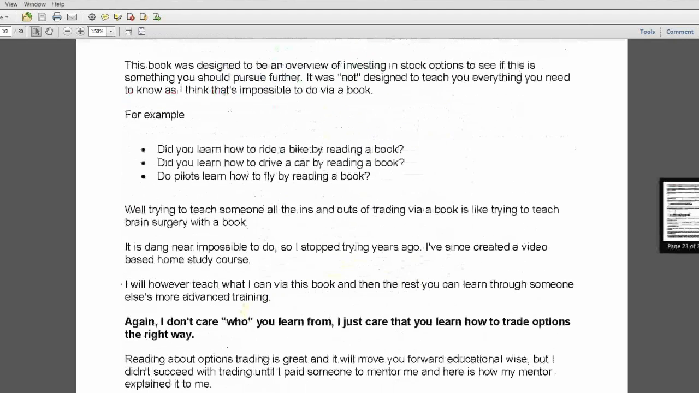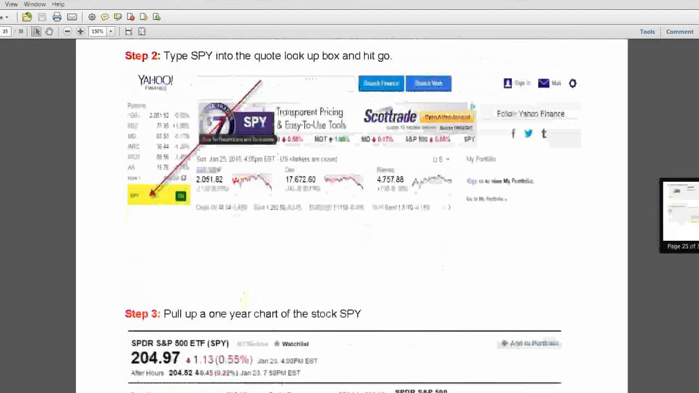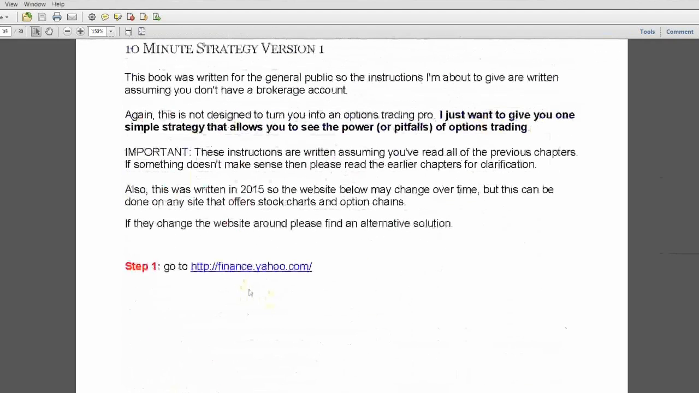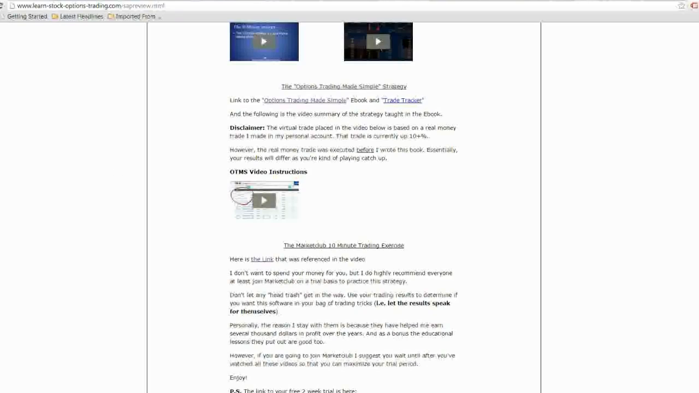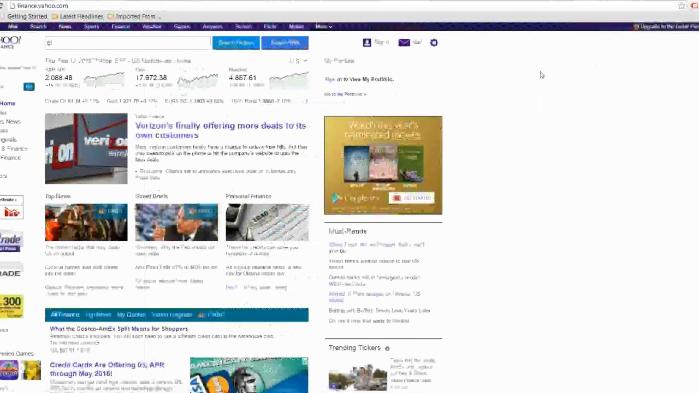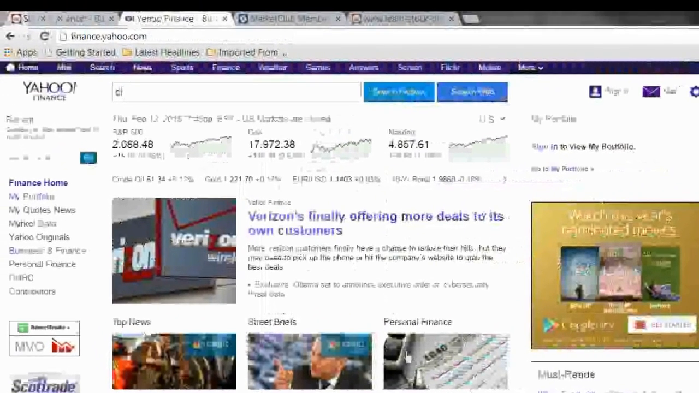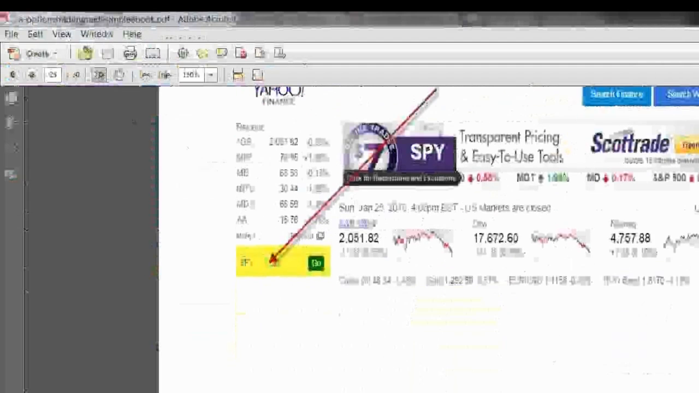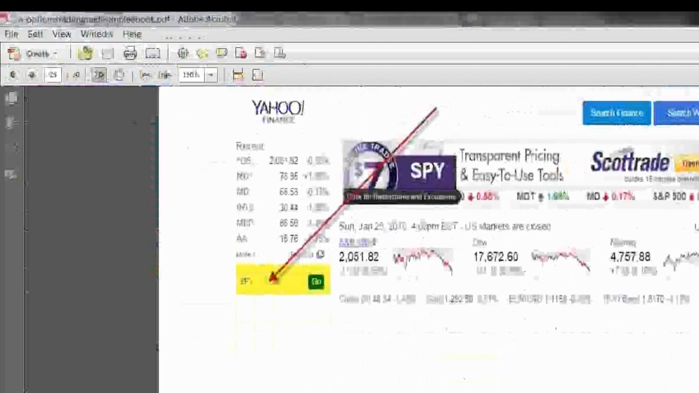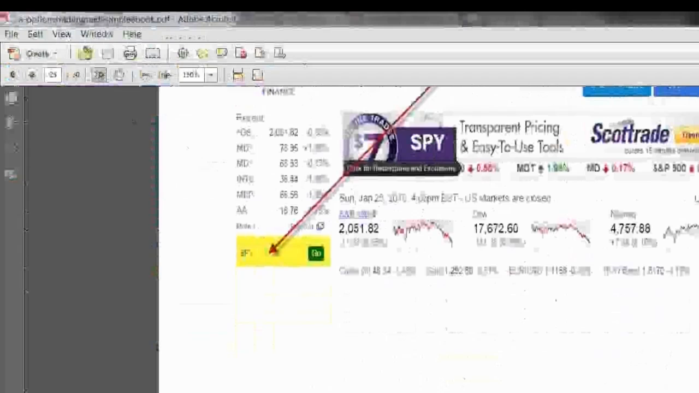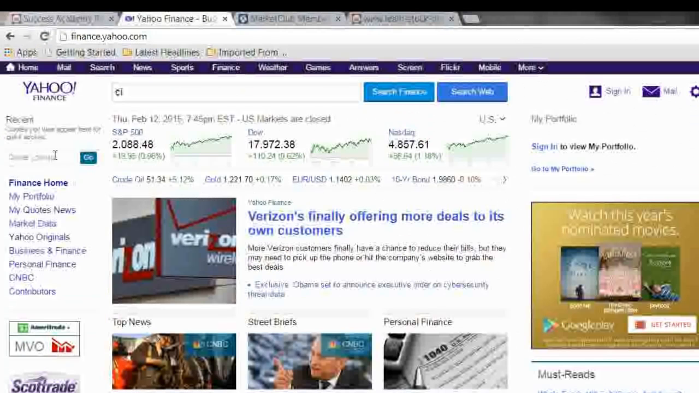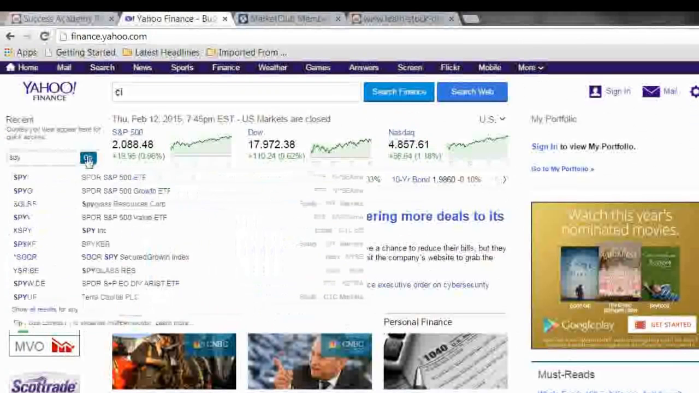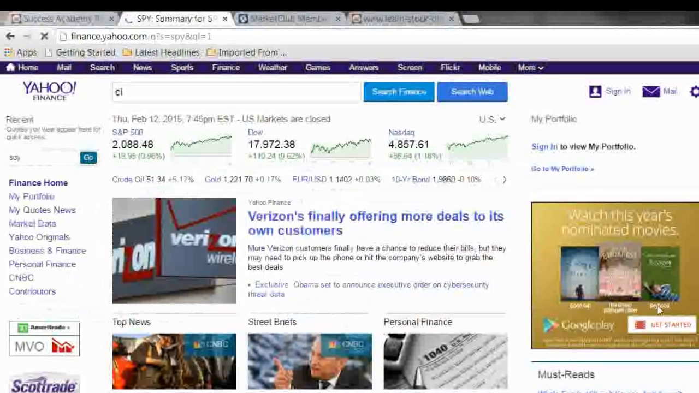So it was 9 steps. Step 1 was go to finance.yahoo.com. I have that website pulled up here. Step 2 was to look for the quote box, which is over here to the left. We're going to pull up a 1-year chart of SPY. So I'm going to pull up SPY, I'm going to hit go, and I'm going to look up a 1-year chart.